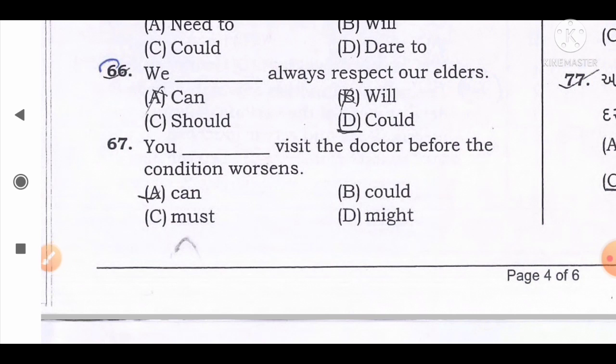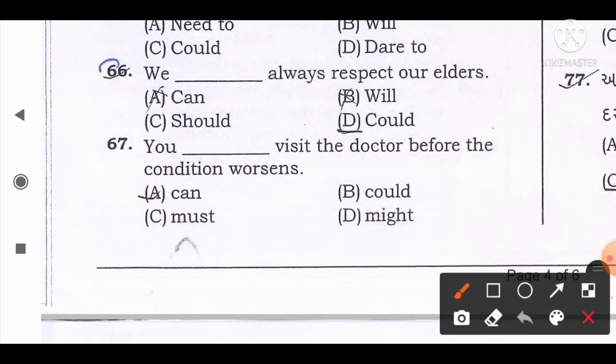Move to the next question, number 67. You blank visit the doctor before the condition worsens. Option A, can. B, could. C, must. D, might. So the correct answer for this question is C, must. You must visit the doctor before the condition worsens.